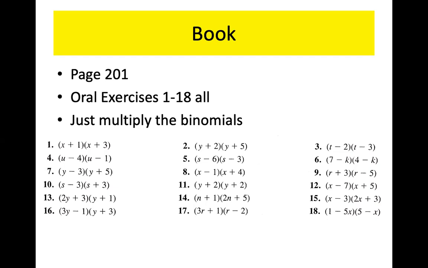All right. Pick one. 11. Let's do number 11. The first things multiplied together equals y squared. Last things multiplied together, positive 4. Middle plus outer: 2 times y is 2y, y times 2 is 2y. 2y plus 2y is a positive 4y. There you go.